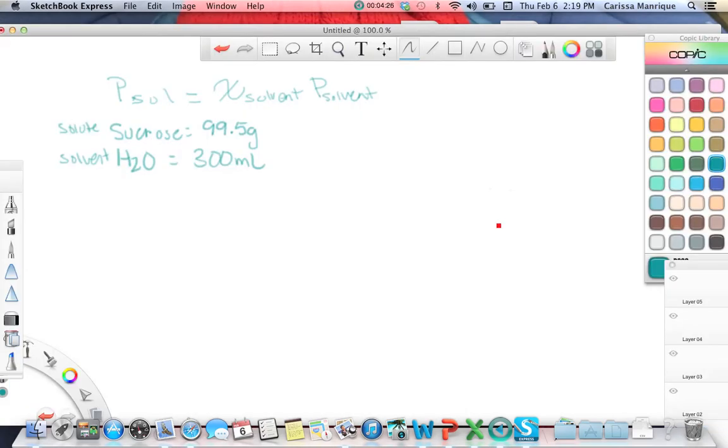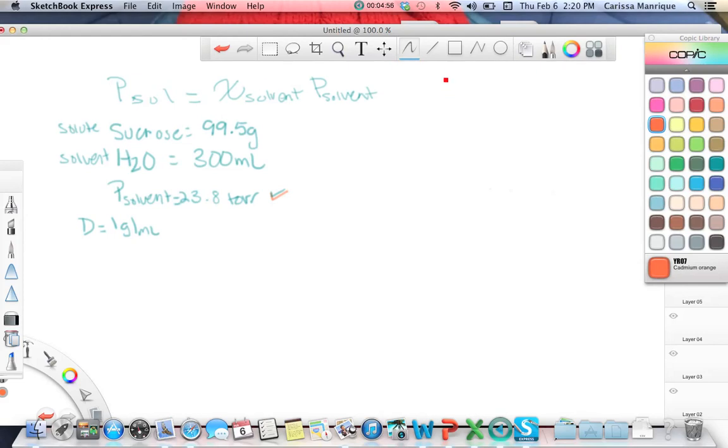So the pressure of the pure solvent, water, is 23.8 torr, and the density of water is 1 gram per milliliter. Let's see what we have here. Do we have the pressure of the solvent? Yes, right here. Let me change the color. We have that right here. Do we have the mole fraction?